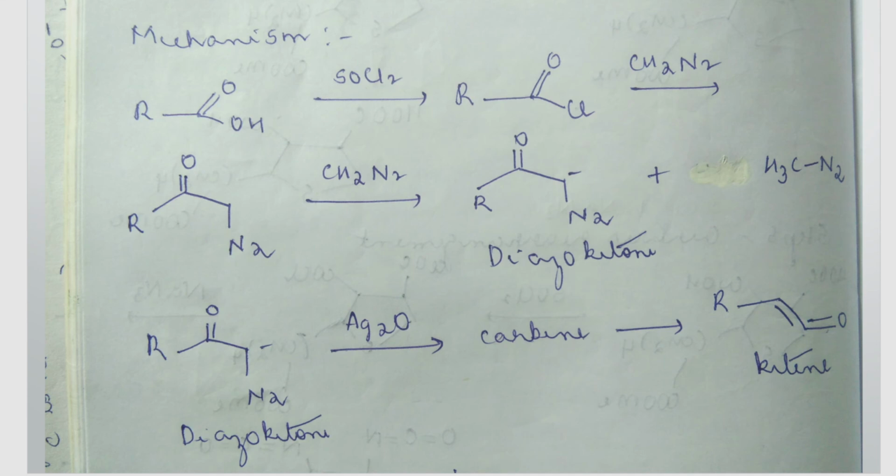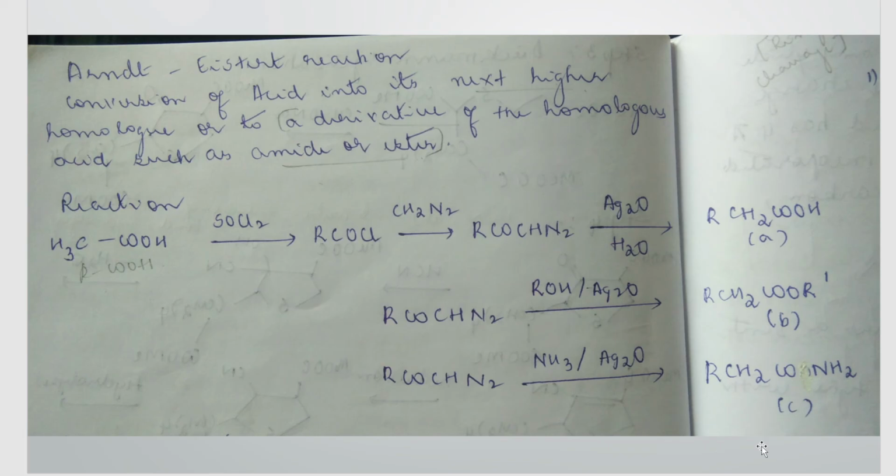Next is this diazoketone that you've got here, on treatment with Ag2O. What does it give? It gives a carbene. Carbenes are structures, radicals that have a carbon with valence electrons on them. Okay, an unshared valence electron pair will be there. And since on reaction with Ag2O, this N2 gets replaced by double bond O here, hence it is called a ketene. So by the end of this reaction, we have got a ketene here after treating with Ag2O.